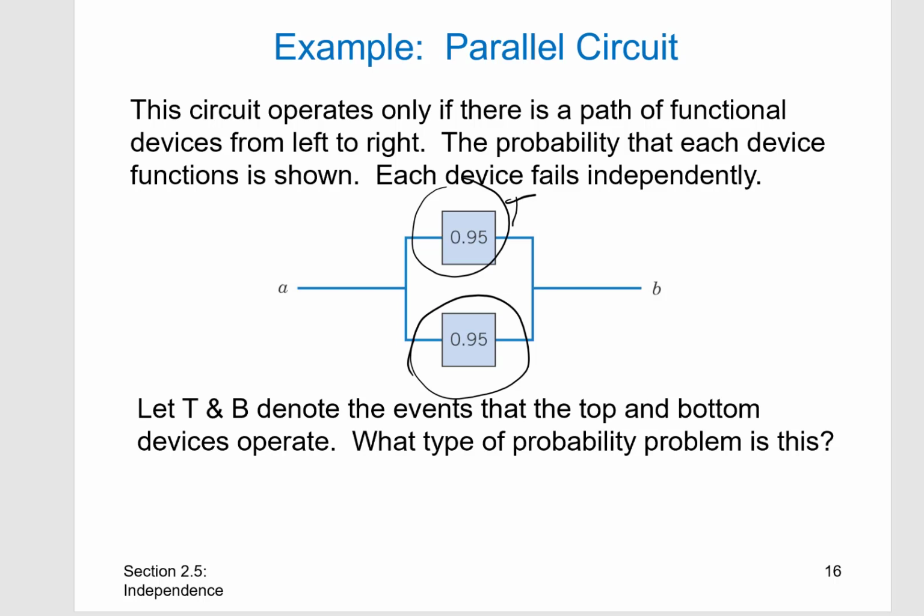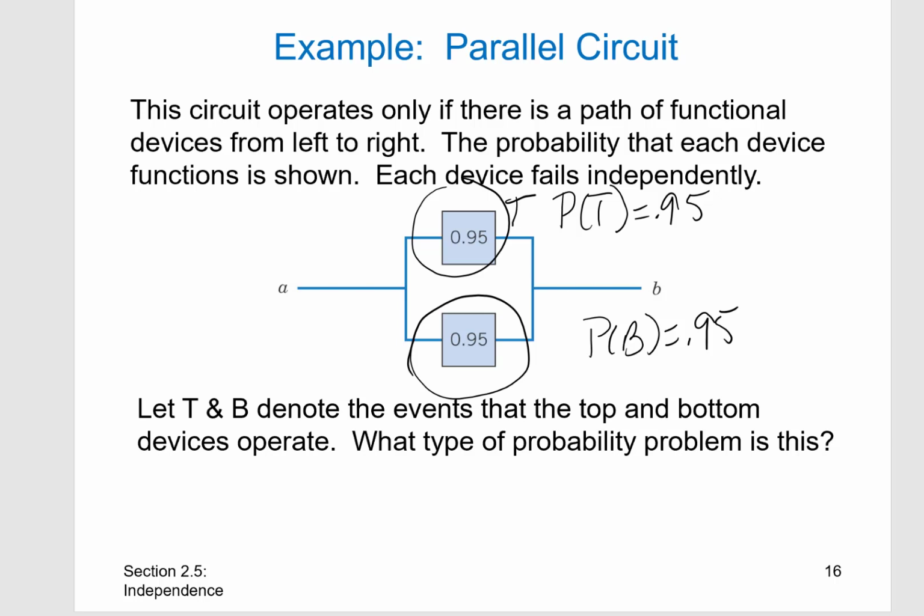So we're going to call this the top. The probability of the top working is 0.95. The probability of the bottom working is 0.95 also. Now we say that T and B denote the events of top and bottom devices operating, like I've just shown. What is the type of probability problem we have here?